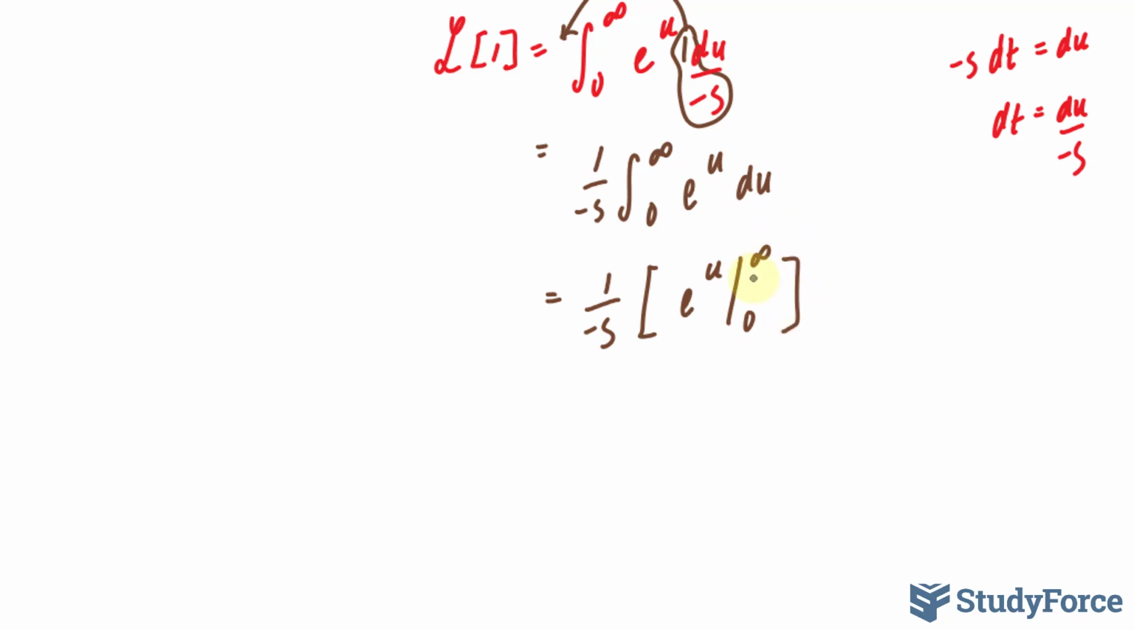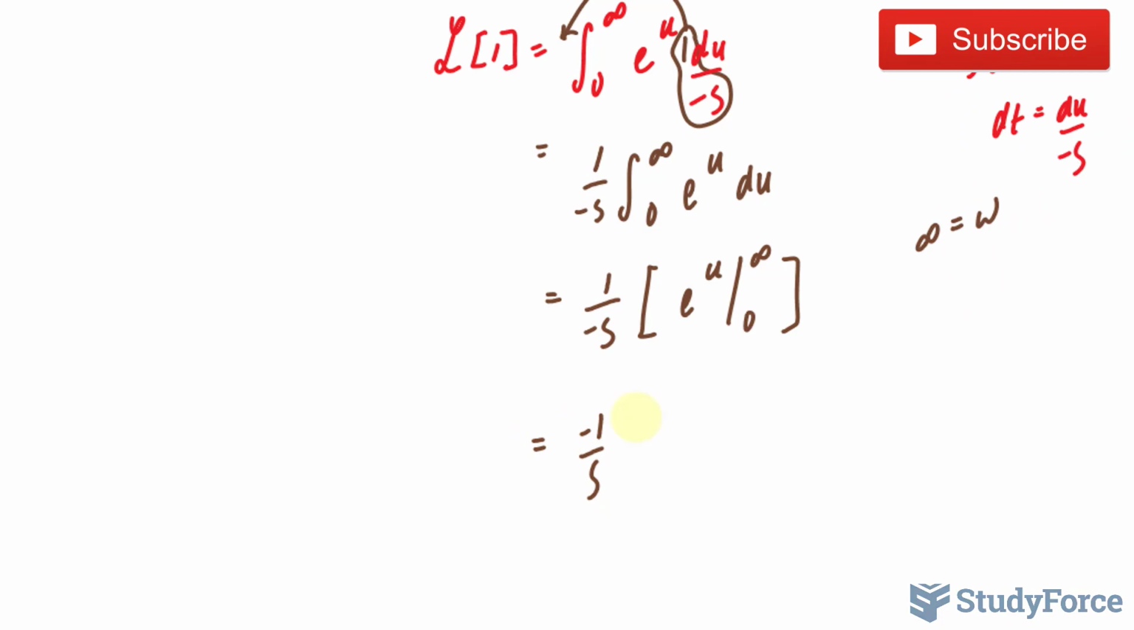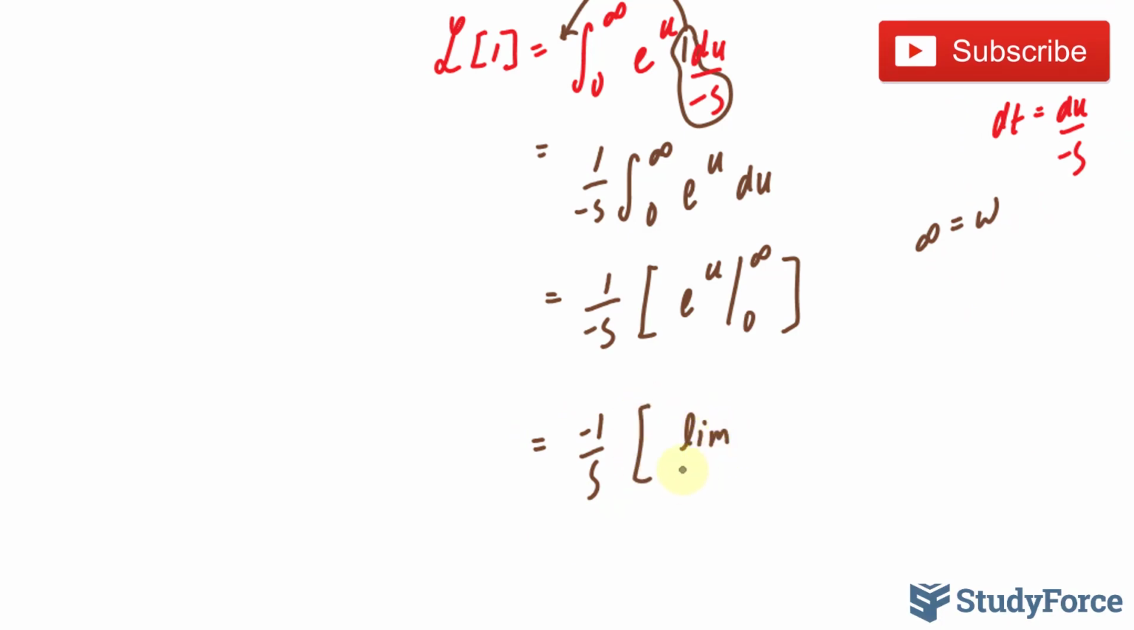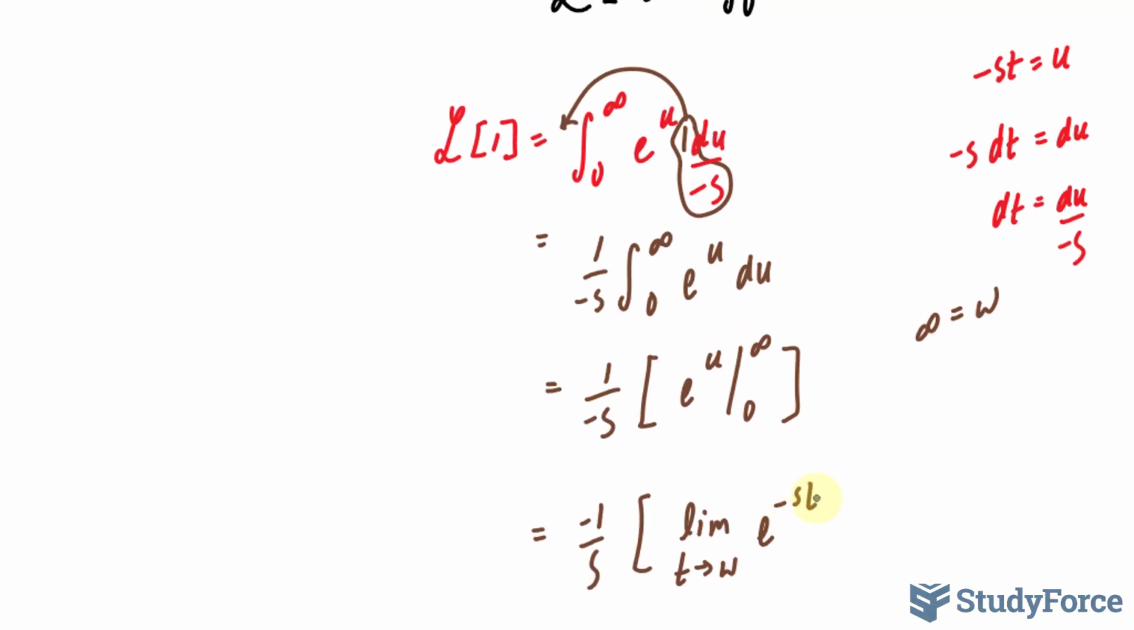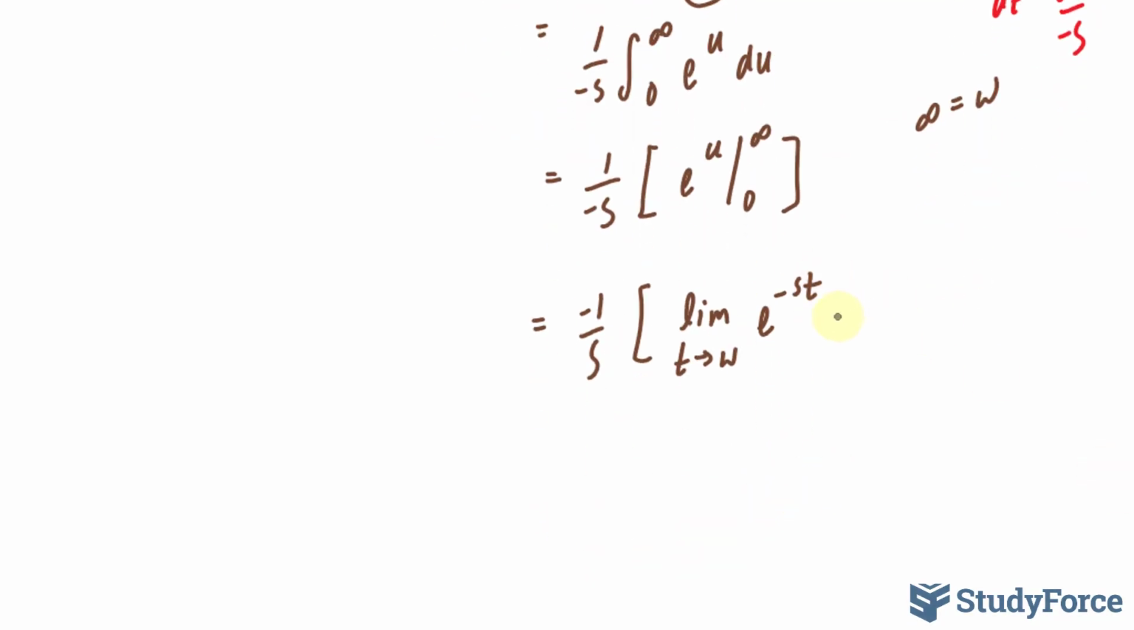So I will next replace the infinity with an arbitrary letter. Let's call it w. And instead of evaluating it at infinity, I'll take the limit as t approaches w. So I have negative 1 over s for the limit as t approaches w for our function e to the power of, and instead of this u, of course, I can replace it back with what I set it as, which was negative st, minus e to the power of negative s evaluated at 0, our lower bound.